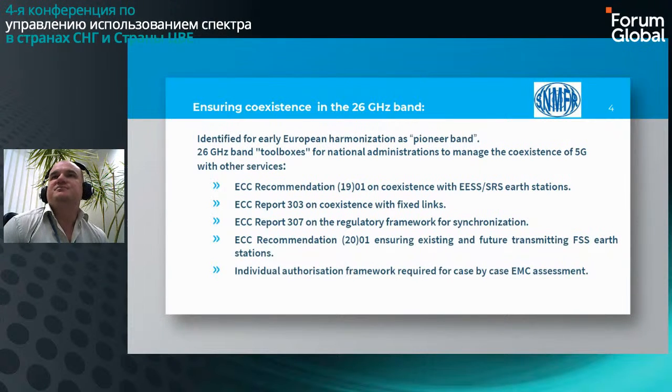On the next slide, we can see the 26 gigahertz band. This band was identified in Europe for early European harmonization as a pioneer band. However, in this band, many countries have reported the existence of incumbent services, which may create some challenges related to electromagnetic compatibility. For us as administration, it will be useful to use the toolbox which was developed by CPT groups, which will help us to manage the coexistence of 5G with other services, mainly with the fixed service and also some other services like Earth exploration satellite service and space research service.